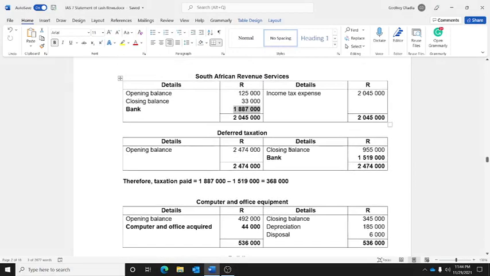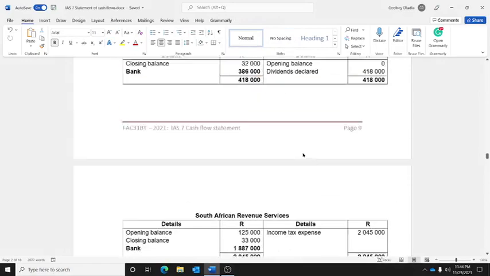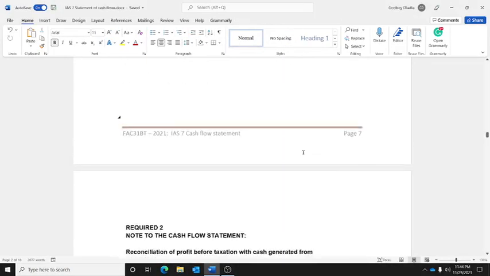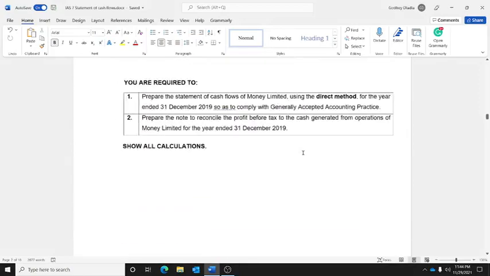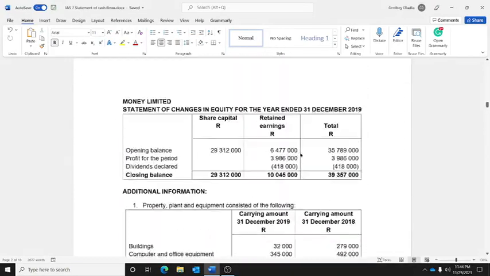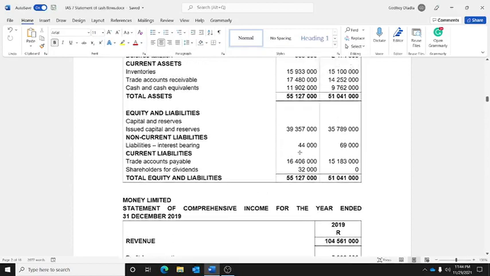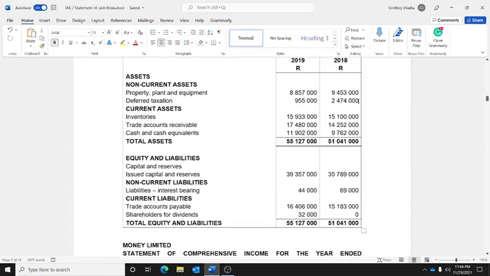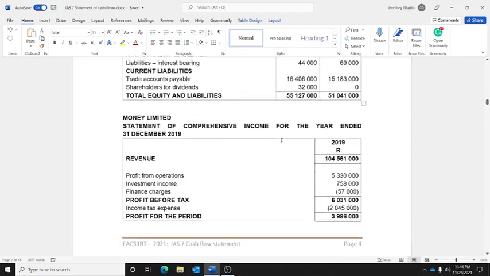Then we go to deferred tax now. Deferred taxation. There it is. But now be careful. Do you see it's sitting under non-current asset? So it means these are debit balances. So this is what we call a deferred tax asset. Our opening is 24, meaning it's a debit. Then our closing is 955, which is still a debit. So we need to put these figures on the debit side, both of them.